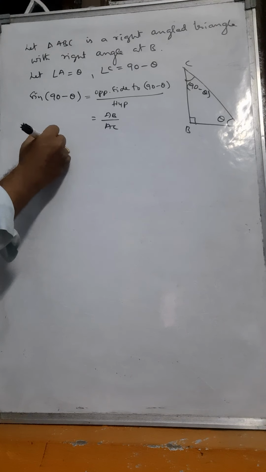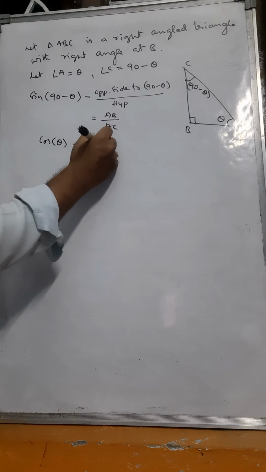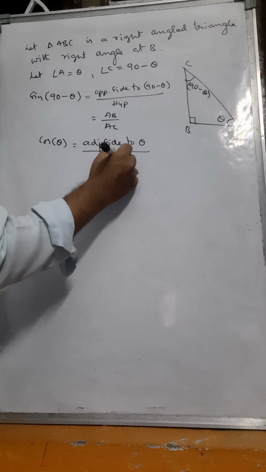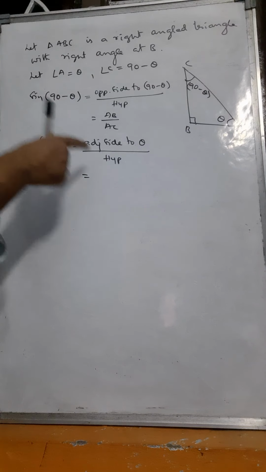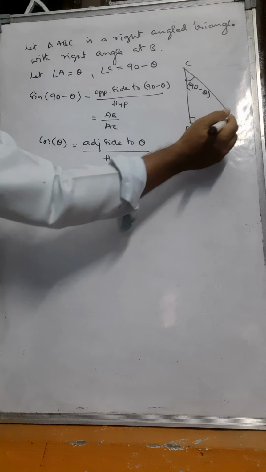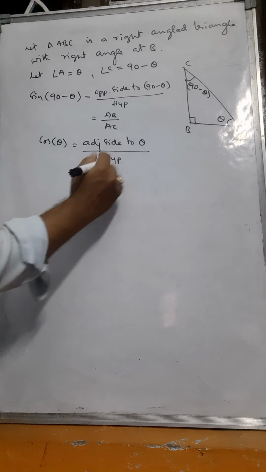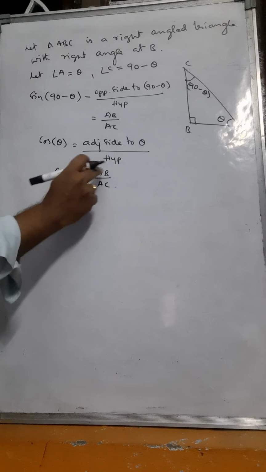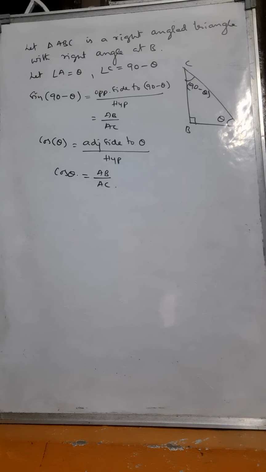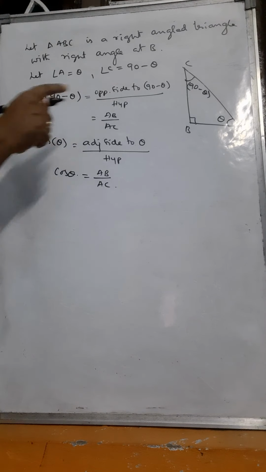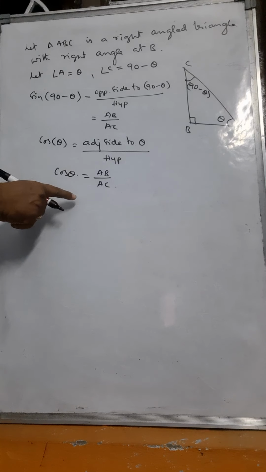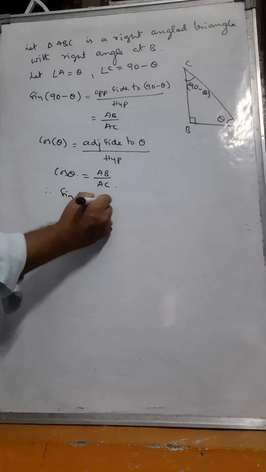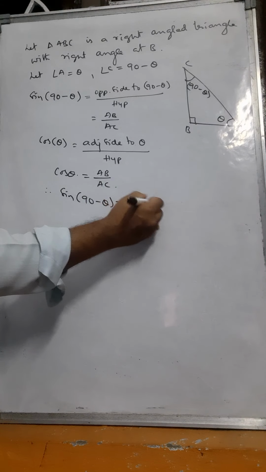What about cos theta? Cos theta means adjacent side to theta by hypotenuse. What is the adjacent side to the angle theta? Theta is here. So AB is the adjacent side and AC is the hypotenuse. So here we got that cos theta is equal to AB by AC. So sin 90 minus theta is equal to AB by AC, and cos theta is also equal to AB by AC. From this we can say that sin 90 minus theta is equal to cos theta.